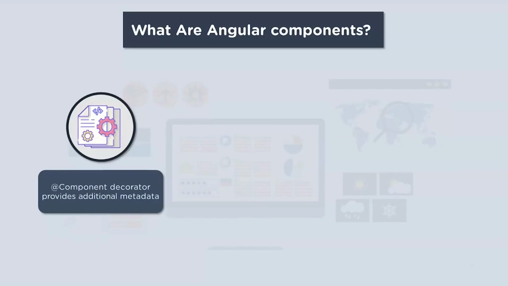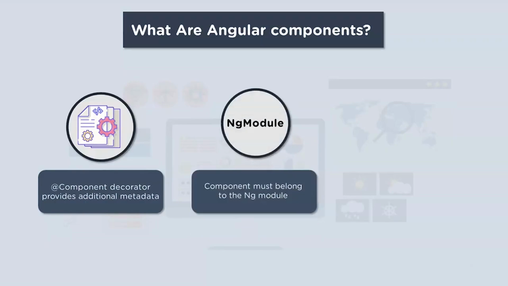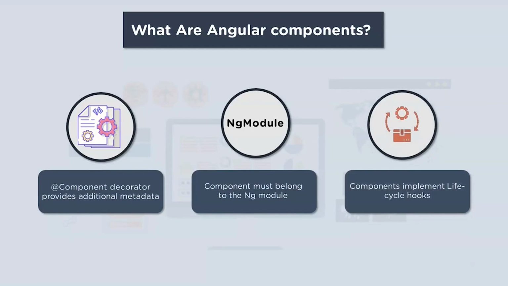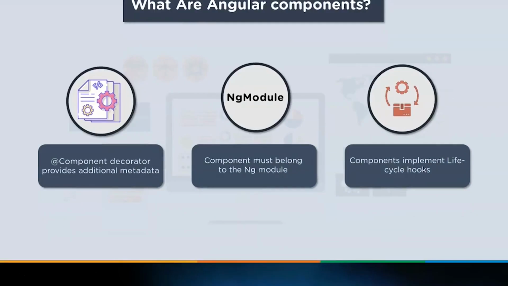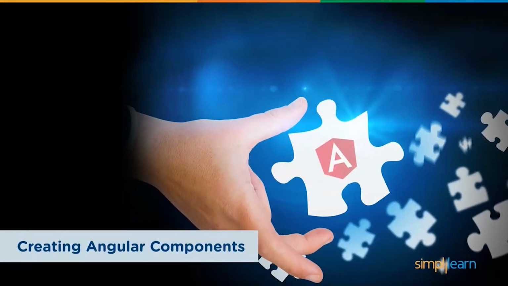Nextly, a TypeScript class is used to create a component. Now, this class is then decorated with the @component decorator. The decorator accepts a metadata object that gives information about the component. Now, a component must belong to the ng module in order for it to be usable by another component or application. And finally, components control their runtime behavior by implementing lifecycle hooks. So this was just a brief introduction to what Angular components are. Now, you will only be able to understand the working of components when I show it to you practically.